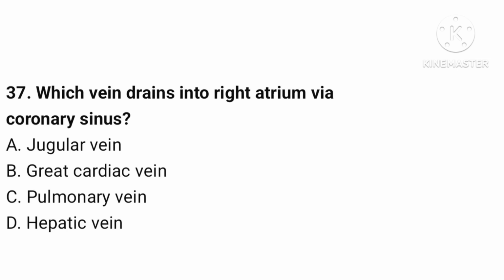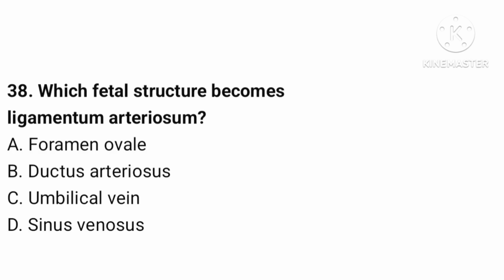Which vein runs into the right atrium via the coronary sinus? Correct option is B. Great cardiac vein. Which fetal structure becomes the ligamentum arteriosum? Correct option is B. Ductus arteriosus.